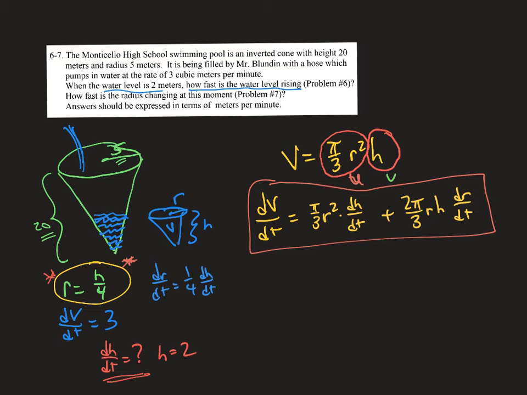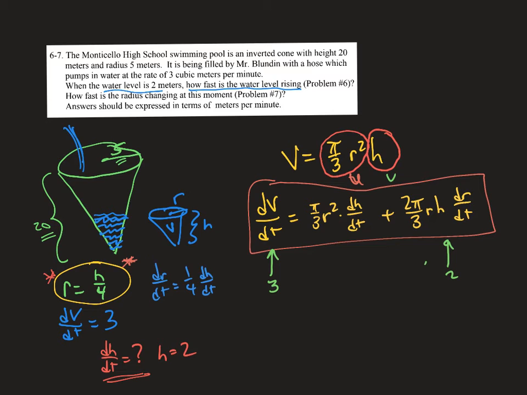And we'll have to use all that information to solve for dh/dt. So check this out. I'm going to start putting some numbers in. For dV/dt, I'll put 3. For h down here, I'm going to put 2.